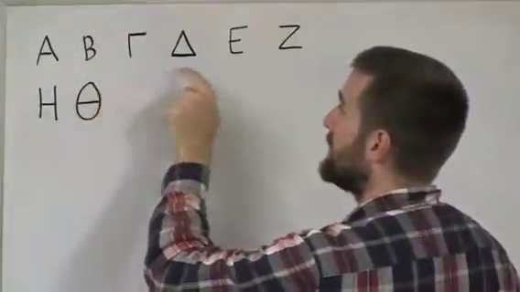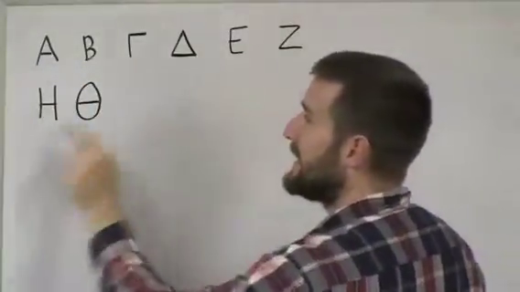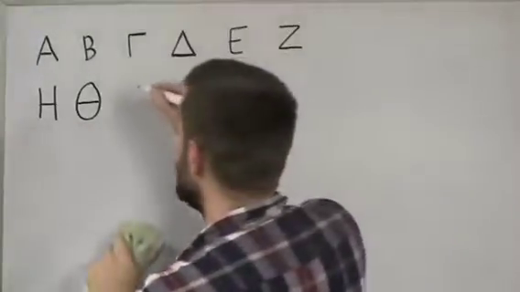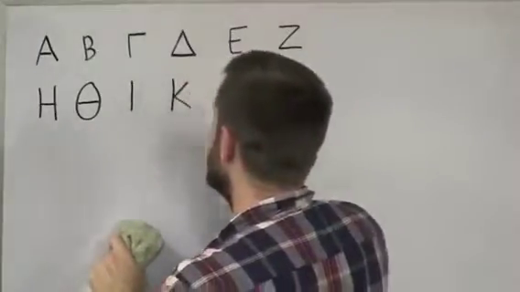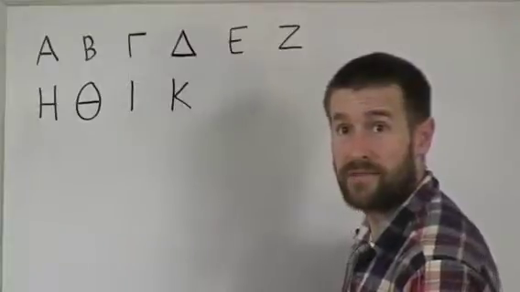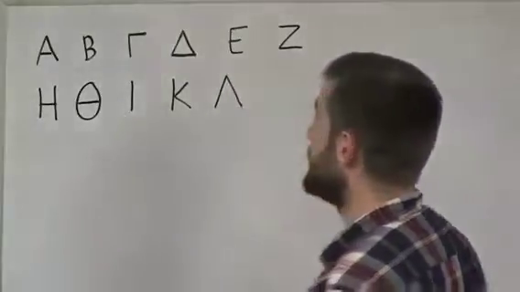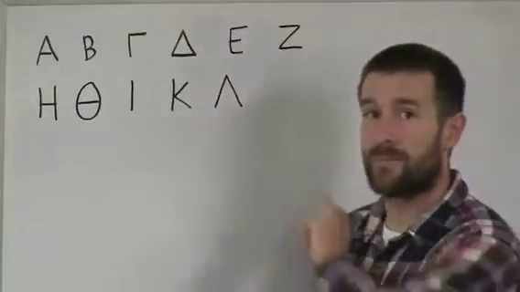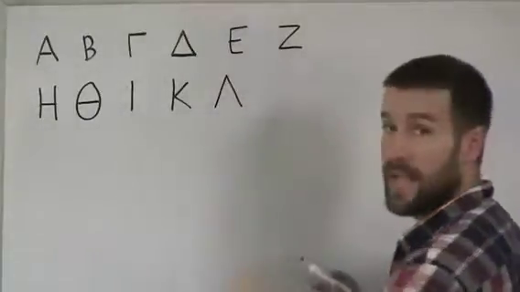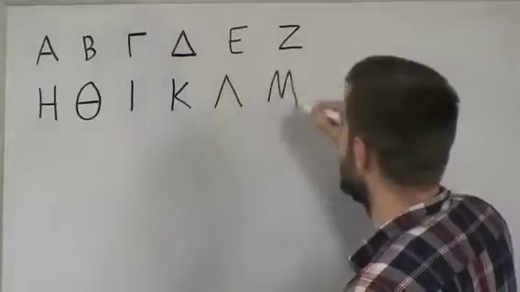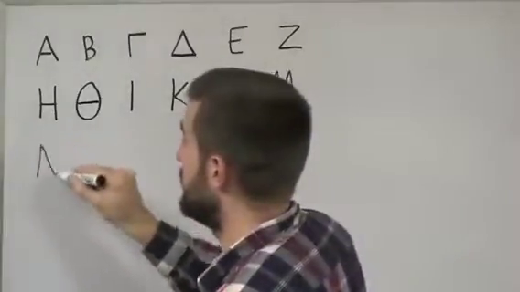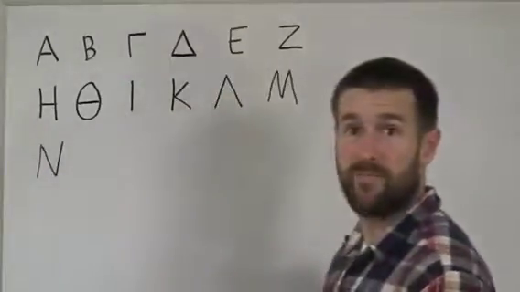Alpha, vita, gamma, delta, epsilon. Zeta, eta, theta. Iota, kappa. Again, those are pretty easy, just like English. Iota, kappa, lambda. And lambda looks like a triangle, except it has no bottom. So that's lambda. And then we've got mi, ni. Okay, those are pretty obvious.